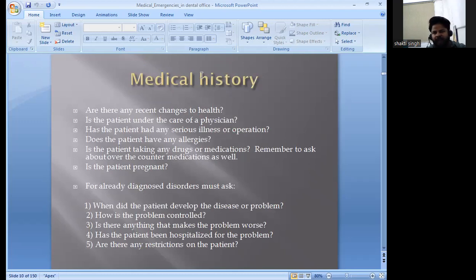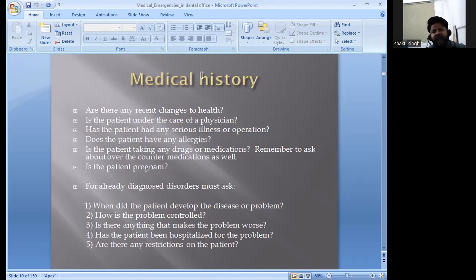Now, the first and foremost step that we need to take is the medical history of the patient. So what are the questions that we ask while taking the medical history? Are there any recent changes to the health of the patient? Is the patient under the care of any physician? Has the patient had any serious illness or gone through any operation recently or even in the past?